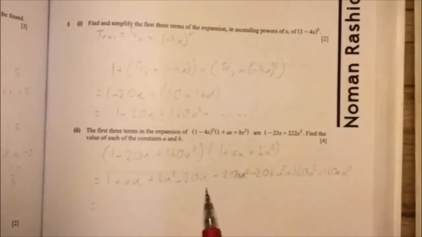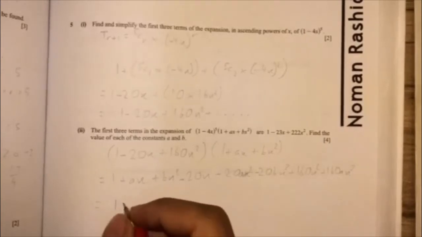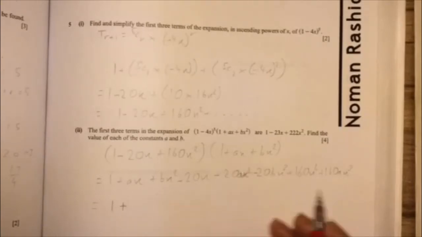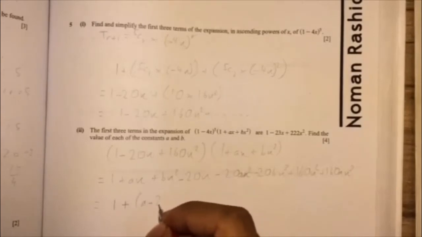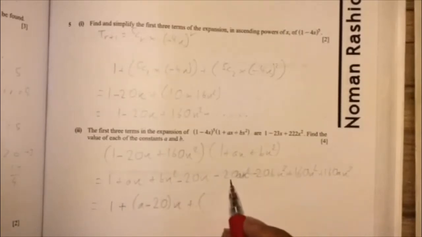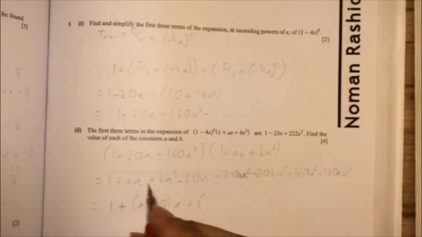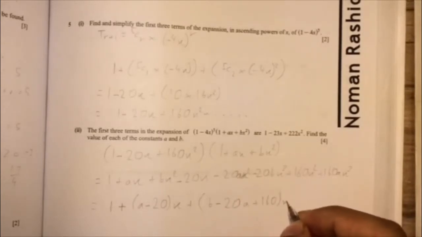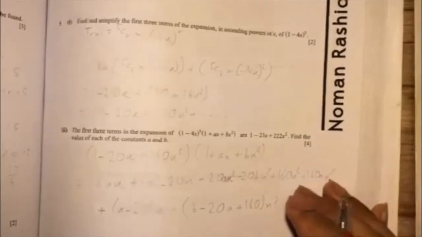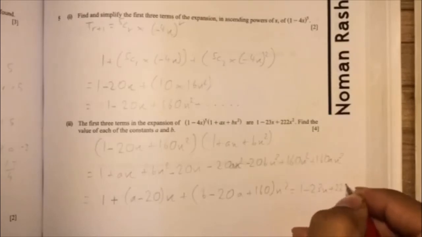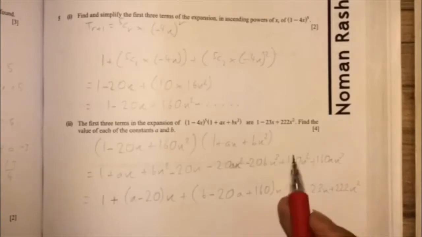Now in the next part we need only the terms with the powers of x as 0, 1 and 2. So with 0 it's 1, with the power as 1 we have ax minus 20x, so we'll write (a - 20)x plus, with x square it's bx square minus 20ax square and plus 160x square, so (b - 20a + 160)x square. Now this equals 1 - 23x + 222x square as given in the question.